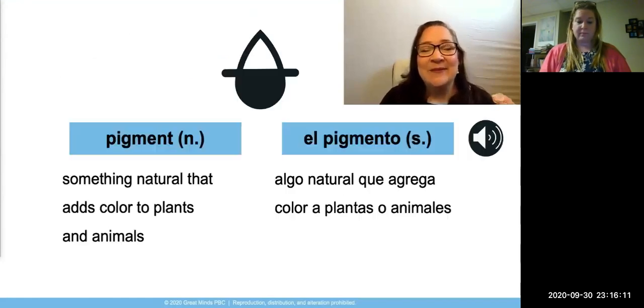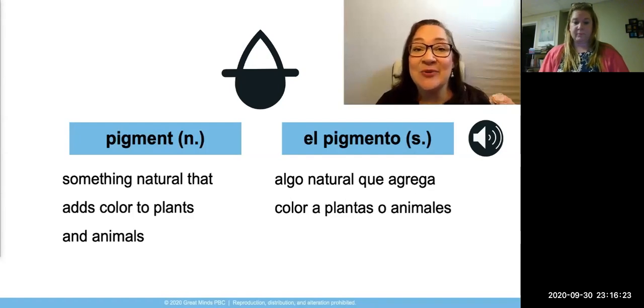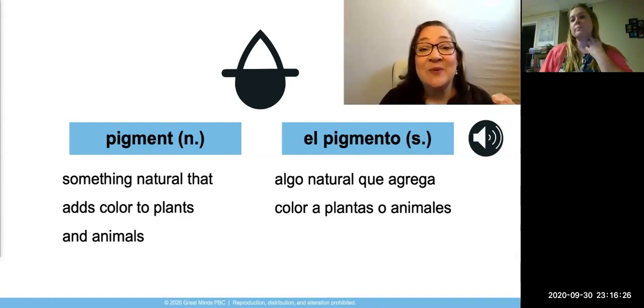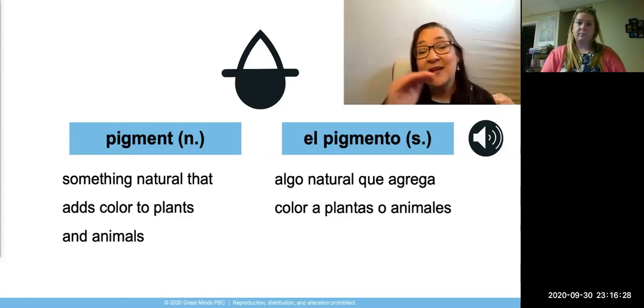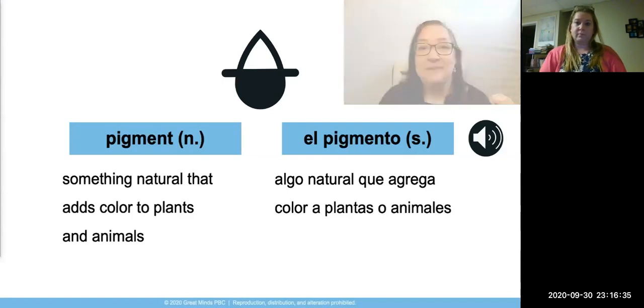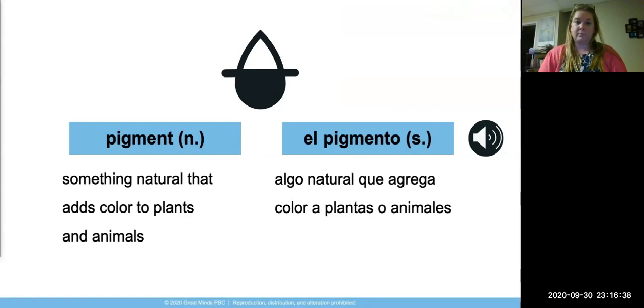Let's learn a new word. The new word is pigment. Pigment is a noun. The definition is something natural that adds color to plants and animals. In the icon, we see a droplet of color, and it's changing the color at the bottom. Let's listen to this word and definition in Spanish. El pigmento es un sustantivo. Significa algo natural que agrega color a plantas o animales.